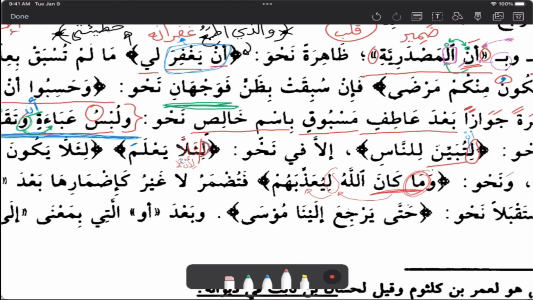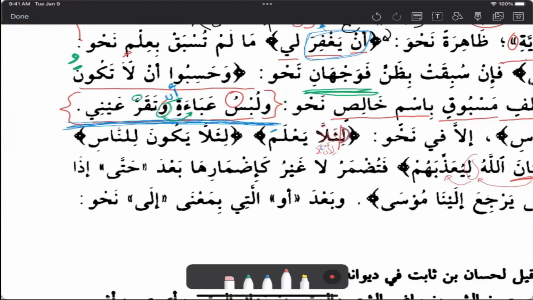Might take you some exercises, though, to recognize lam al-juhud. A lot of people, they'll miss that lam al-juhud until they see it a few times. Ma kana or lam yakun. It has to be kana negated. In the past, kana, ma kana, or yakun negated, lam yakun. فَتُضْمَرُ لَا غَيْرٍ. And in this case, it will be hidden only and nothing more. You cannot say it or it would be wrong.